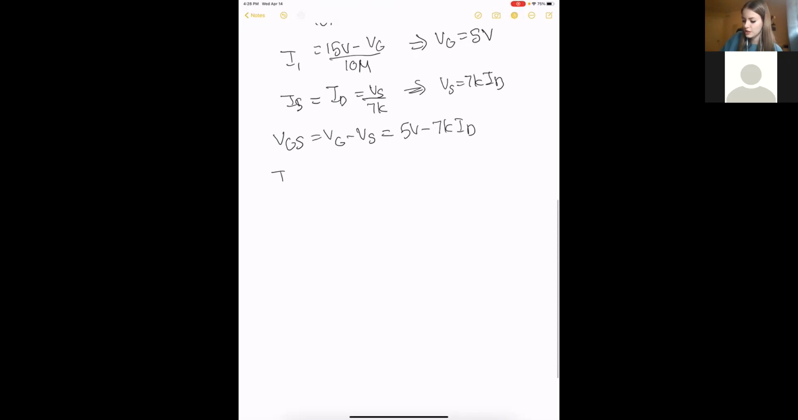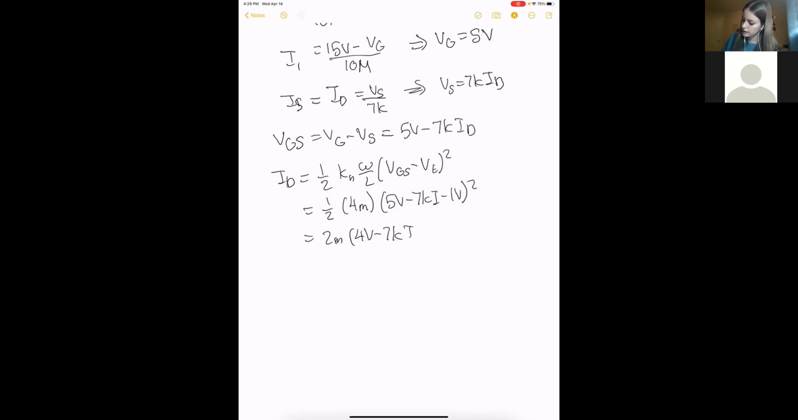So we do have an equation for ID: one half Kn W over L, times VGS minus VT squared. W over L isn't given to us, so we are assuming that it is 1. So we're going to rewrite this with our values. And so we end up with this as our equation for ID. So we can open this up.